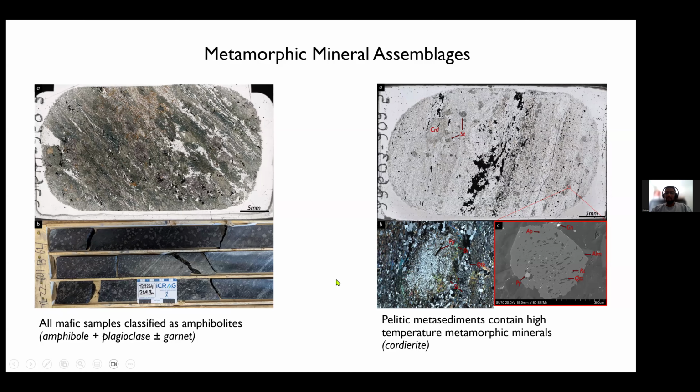And so because we have cordierite, it was generally a high temperature metamorphic mineral. This is telling us that we're probably somewhere in the amphibolite facies as well. And so it's good that these two kind of agree and tell us that we're probably somewhere in the amphibolite facies.